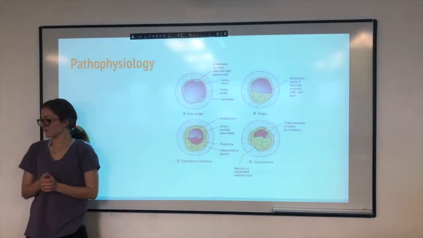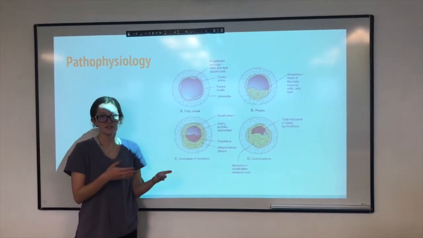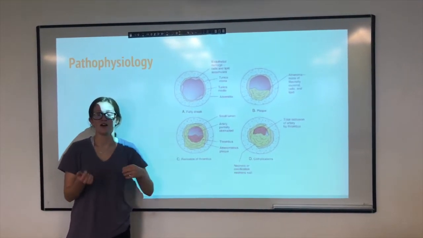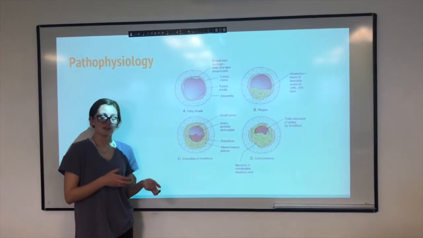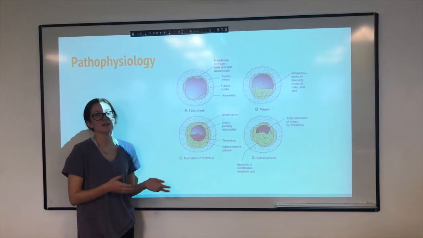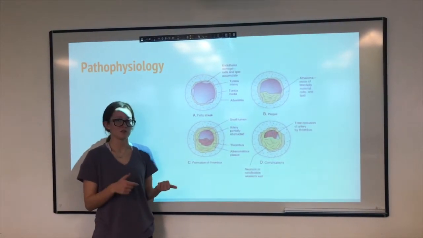And a CABG has been proven to be reliable and safe for returning blood flow to the ischemic part of the heart, but as with any surgery, it does have its risks. So all conservative treatment options should be exhausted before the CABG is considered.